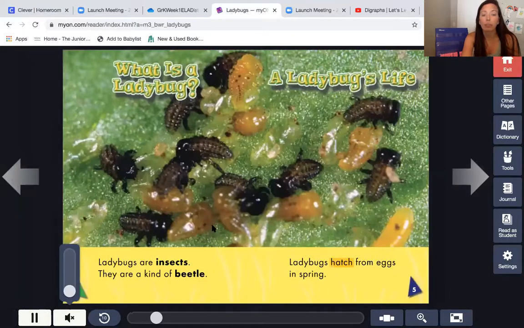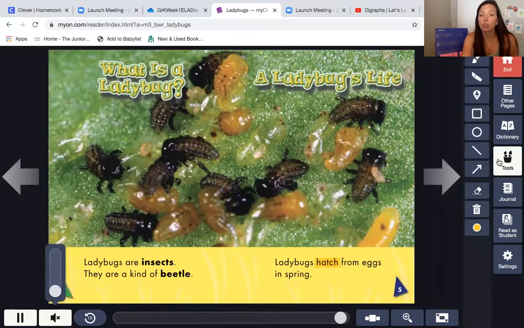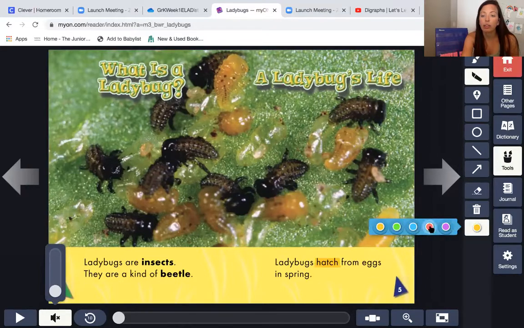Actually, I already read this book this morning with my group, so they are still highlighted. If you look on my MyOn screen, on the right side, you should see all these little tabs. If you want to highlight the words in your book, you can go to Tools, and at the top there is a little highlighter. If you click that, you can pick what color you want it to be. This time, when we see the words again, we will highlight them in green. I think the first time I highlighted them in yellow.